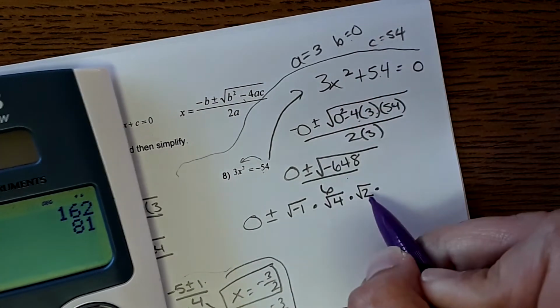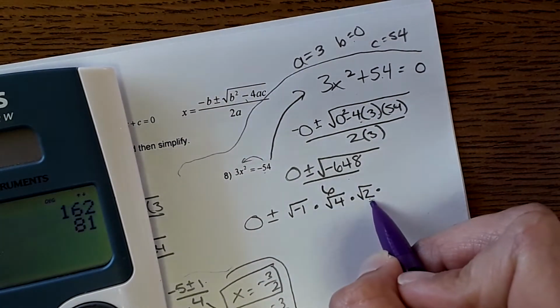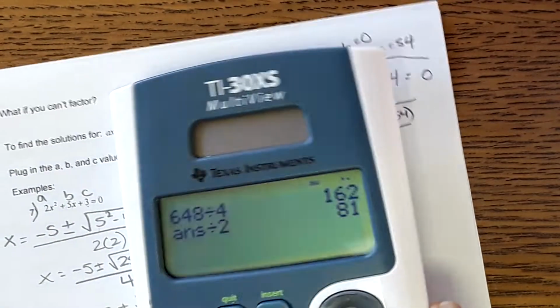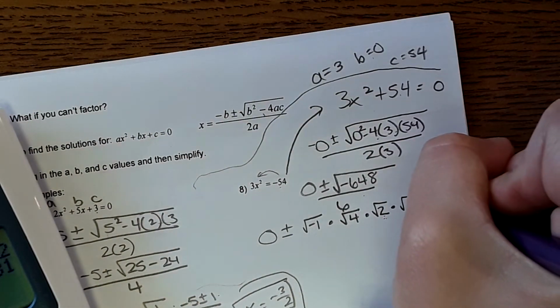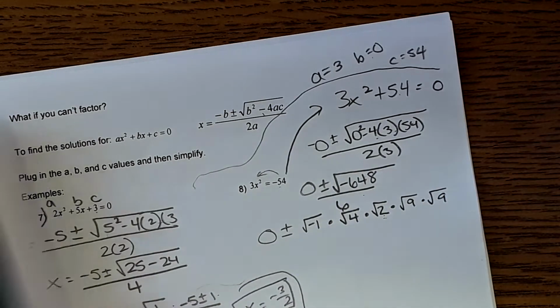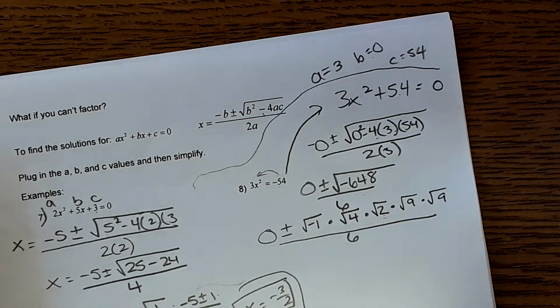I'm just taking either prime numbers, or numbers that don't have a square root, or square root numbers. Like 81, I can break that up into 9 and 9. Square root of 9 times square root of 9. And put that over 6.